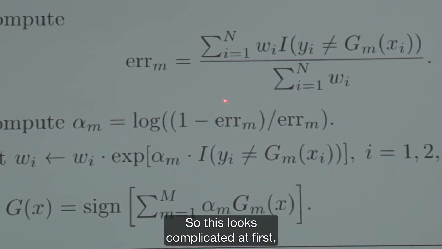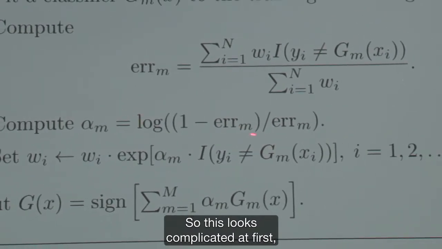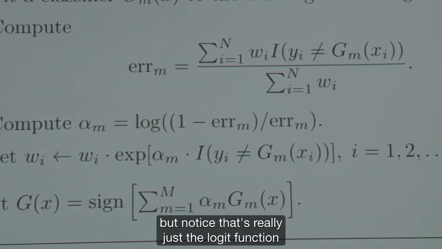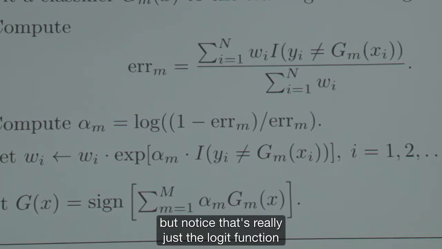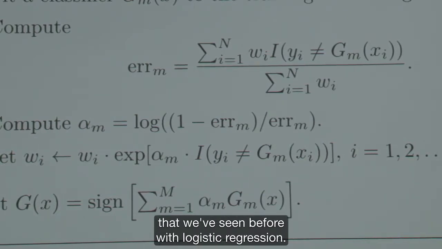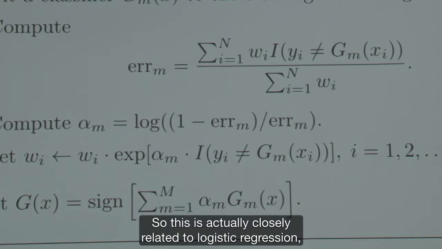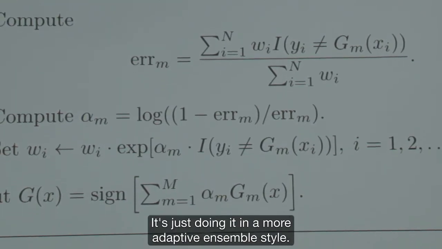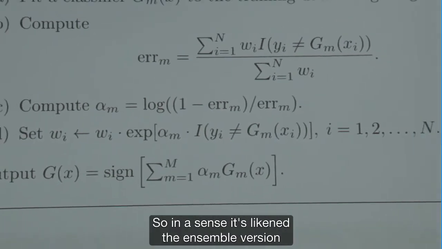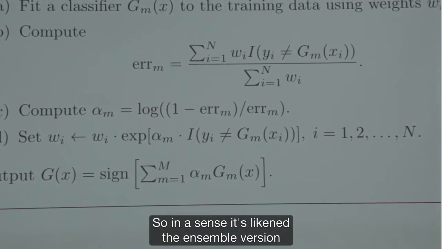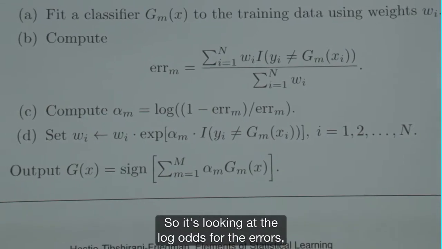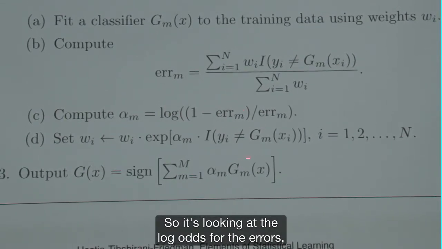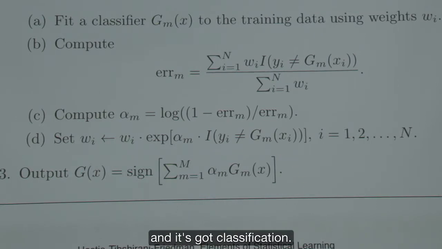So what's this? This looks complicated at first, but notice that it's really just the logit function that we've seen before with logistic regression. So this is actually closely related to logistic regression as well. It's just doing it in a more adaptive ensemble style. So in a sense, it's like the ensemble version of logistic regression. It's looking at the log odds for the errors, right, misclassification.